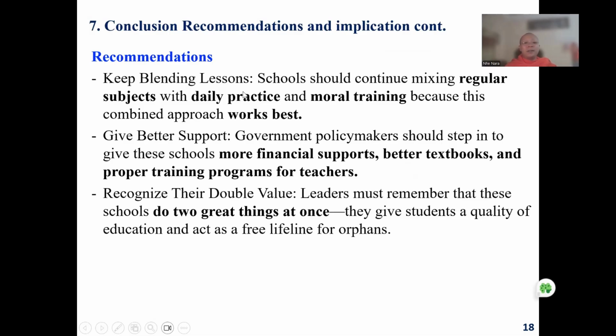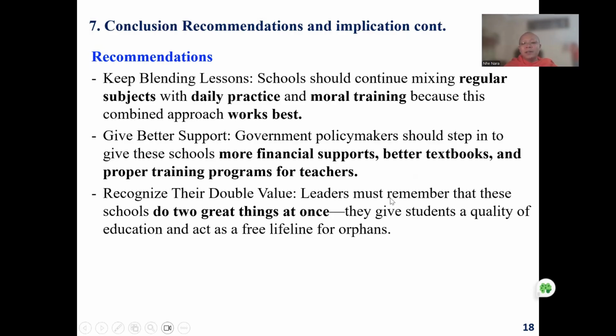For localized recommendations, keep blended lessons. The school should continue mixing regular subjects, daily practice and moral training because this combined approach works best. And the government or policymakers and NGOs should step in to give the school financial support, modern technology or modern tools to help the students learn better, better textbooks, and proper training for teachers as well.